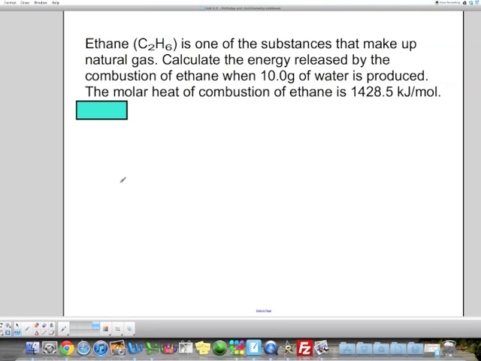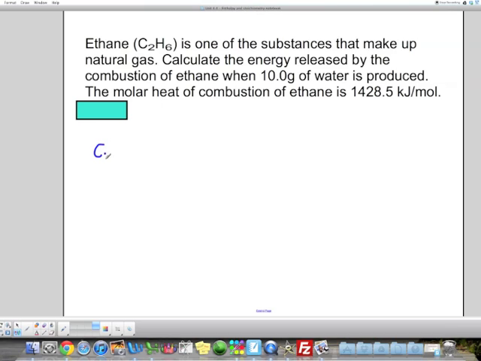In this example, we have ethane, C2H6. It's one of the substances that make up natural gas. The question is asking, calculate the energy released by the combustion of ethane when 10 grams of water is produced. The molar heat of combustion of ethane is 1,428.5 kilojoule per mole. First thing I need to do here is write down the equation of the reaction.